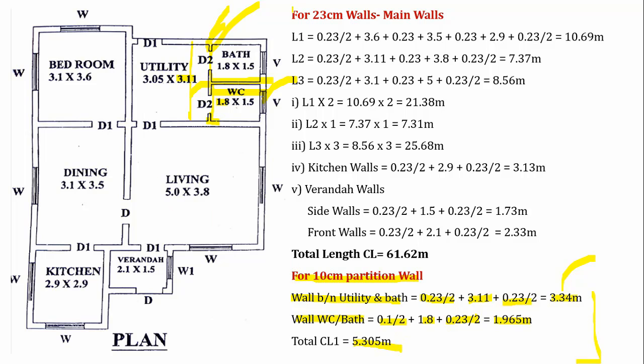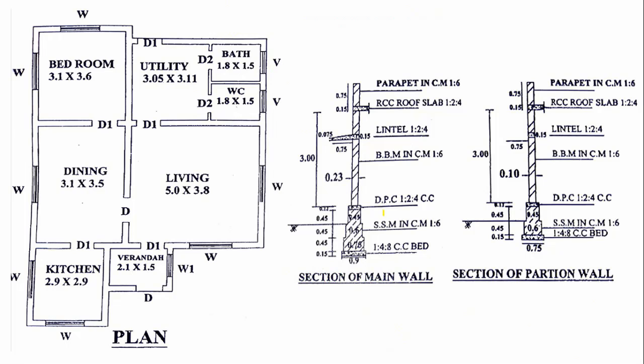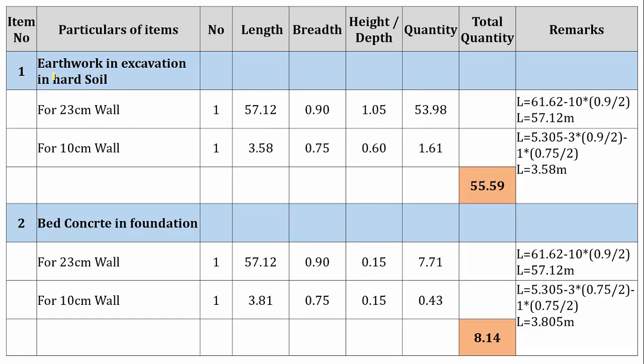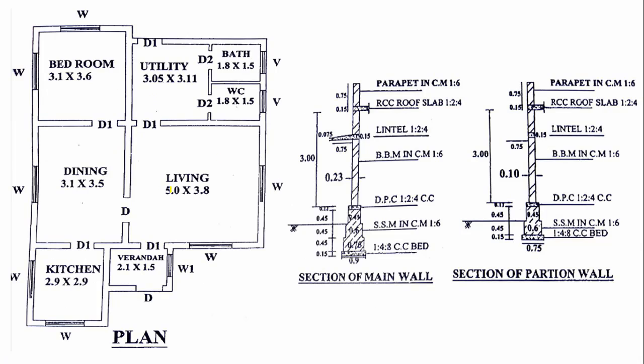So our aim was to calculate the 230 mm wall and 10 cm wall. So we have calculated. Next we will try to calculate the quantities based on this center to center length and the number of junctions. So first we will start with earthwork excavation in hard soil. First we will calculate for the 230 mm thick wall.